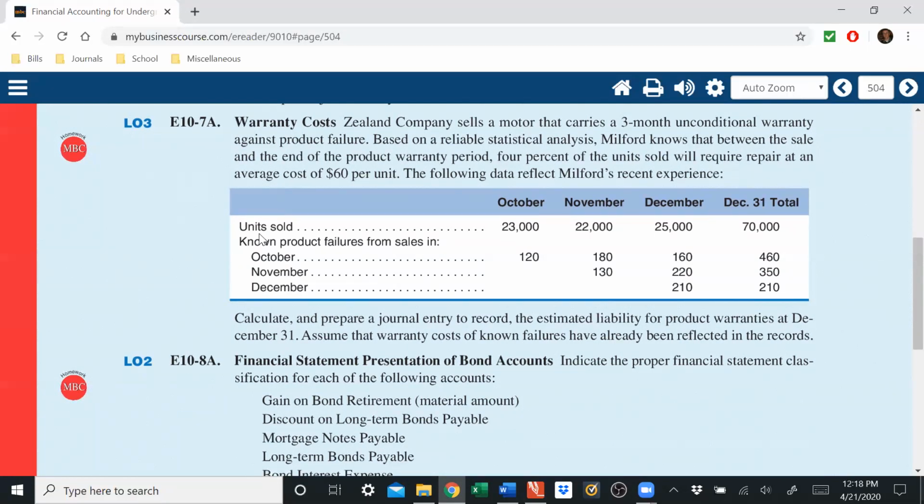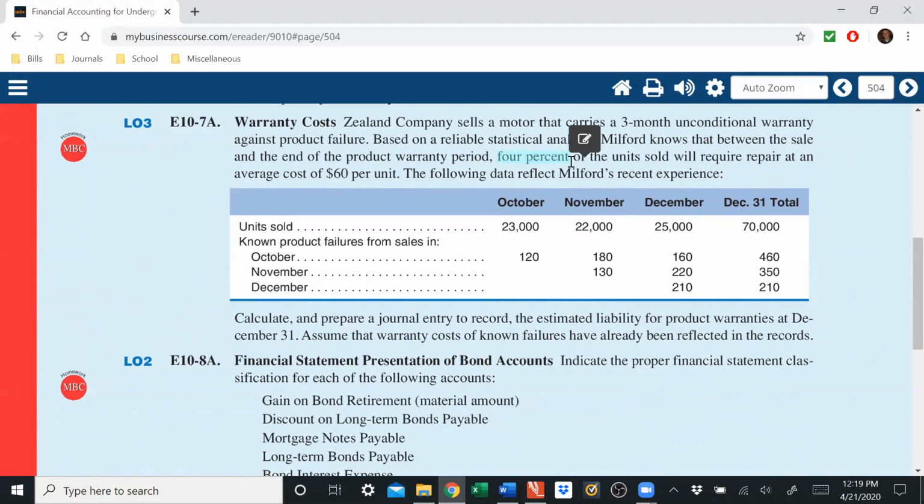estimated liability for product warranties at December 31st. Assume that warranty costs of known failures have already been reflected in the records. All we have to do is estimate the warranty costs for unknown failures. The failures we estimate will happen, predicted failures. And again, we're going to have to rely on this idea that our estimate is that 4% of units sold will require a repair.